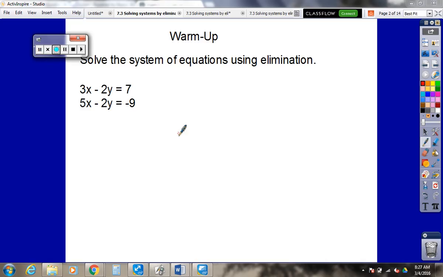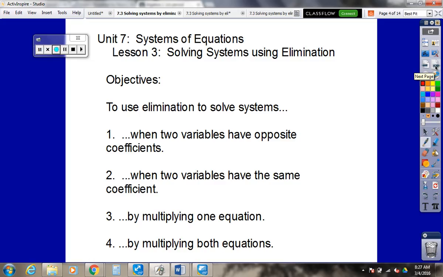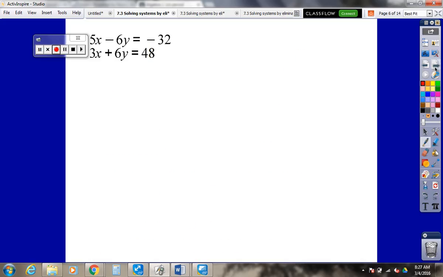Okay, so today we're going to look at that fourth objective. We're going to be multiplying both equations by something in order to eliminate variables. So skip over in your notes to the fourth objective.